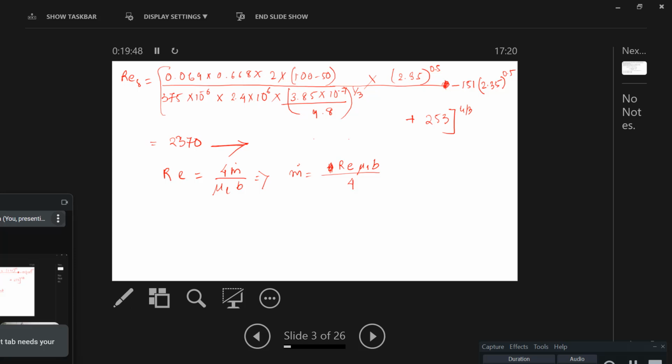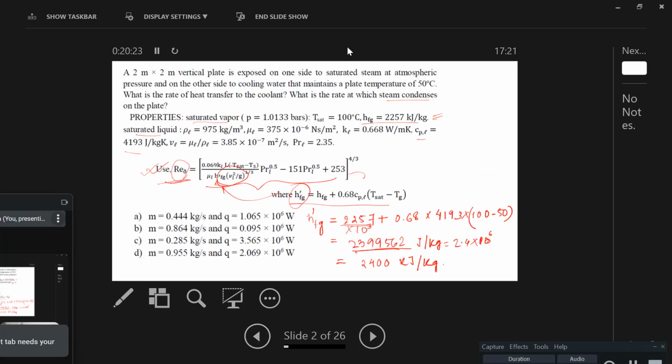So we have this as 2370 into mu L, this 375 into 10 to the power minus 6, into B is 2 meter, divided by 4. So we get this as 0.444 kg per second. So we already got this part: what is the rate at which the steam condenses on the plate?